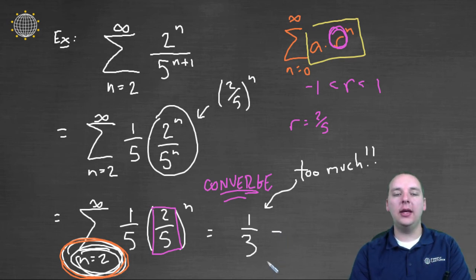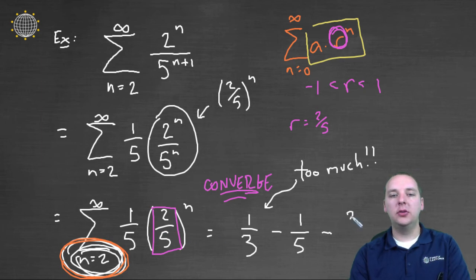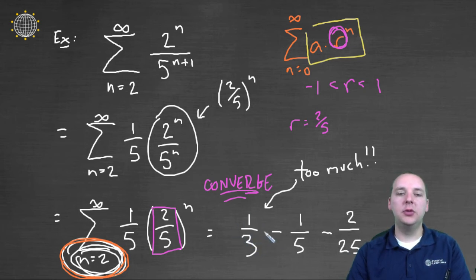So we need to backtrack. We need to take away what this guy was when you plug in 0. 2/5 to the 0 is 1. 1 times a fifth is a fifth. I need to take that out. That wasn't supposed to be there. And when n is 1, 2/5 to the first is 2/5. 2/5 times 1/5 makes 2 over 25. Okay, so this by itself was too much. I took out the 0 term, I took out the 1 term, and you can do that. You can take out a finite number of terms on the front end, and this net change will be the sum from 2 to infinity.